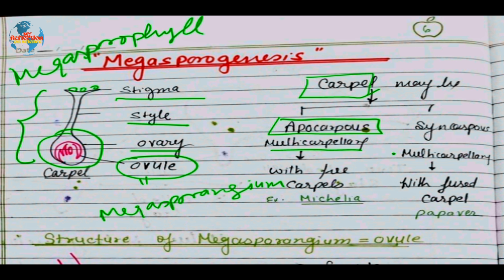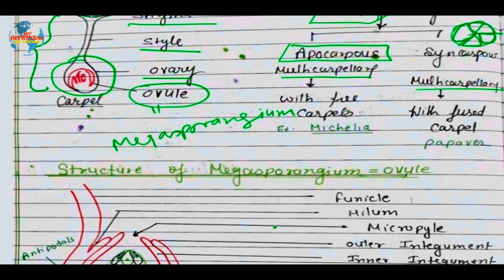Second, when in a multicarpellary ovary, all the carpels are fused with each other. Suppose 5 carpels are there and these 5 carpels are fused. In this condition, we can say that we are having a pentacarpellary syncarpous ovary. This is just a brief description about the types of carpel. Now we are proceeding with the actual topic of megasporogenesis.